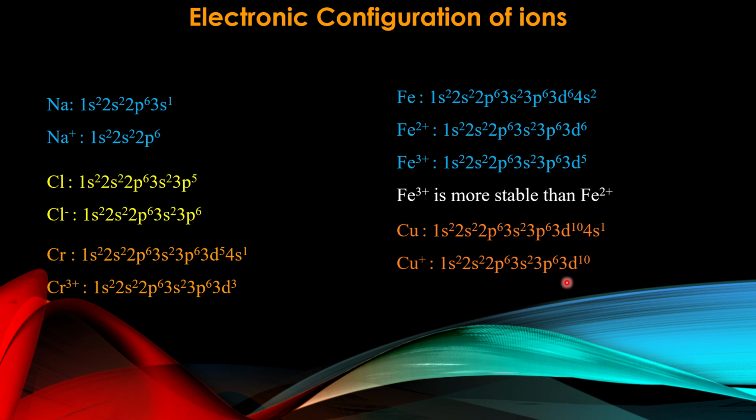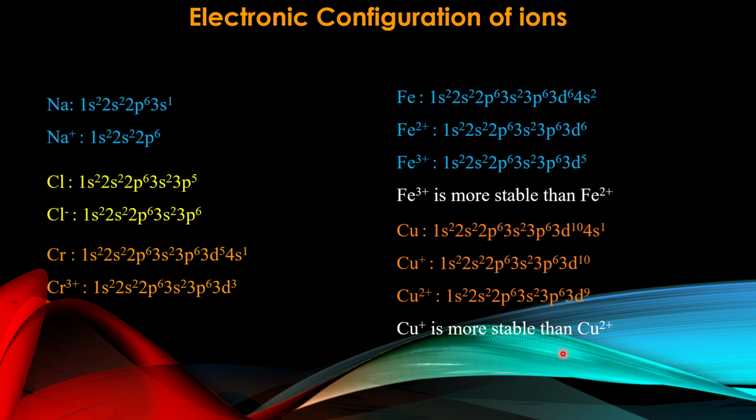And when 2 electrons are released, after releasing 1 electron from the 4th shell, the second electron will be released from the 3d orbital. So it will be 3d9. Like iron, here also there are 2 ions, Cu+ and Cu2+. For the Cu+ ion there are 10 electrons on the 3d orbital, but for the Cu2+ ion there are 9 electrons here. So it is a fully filled d orbital.